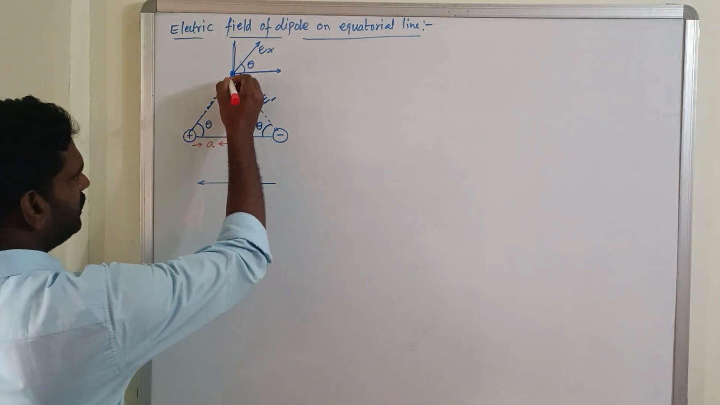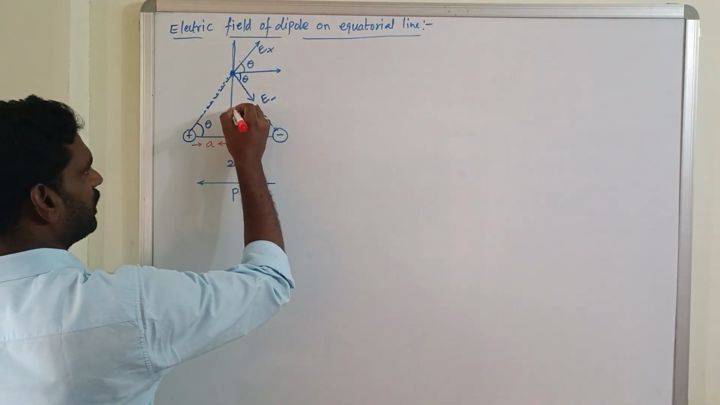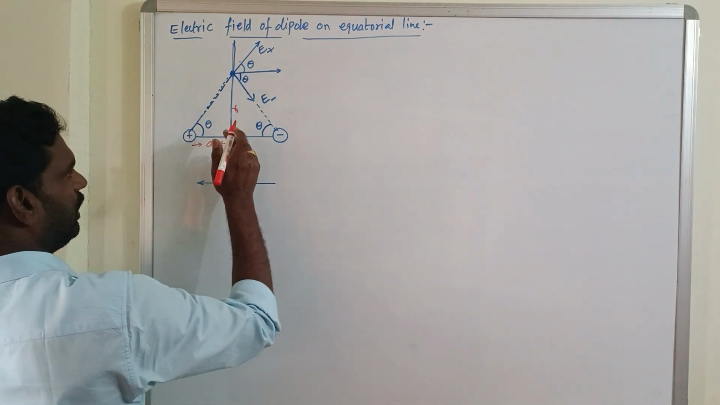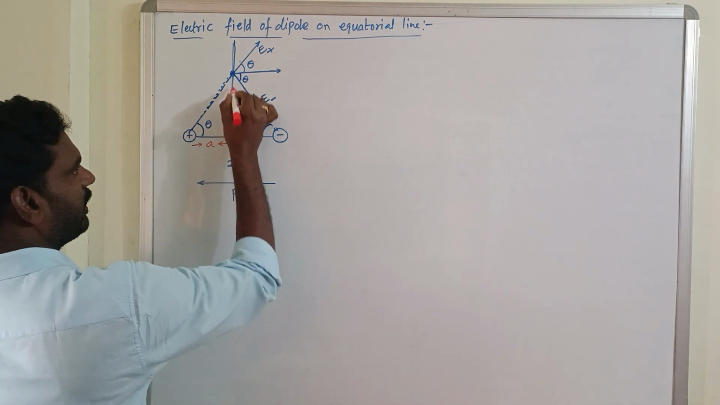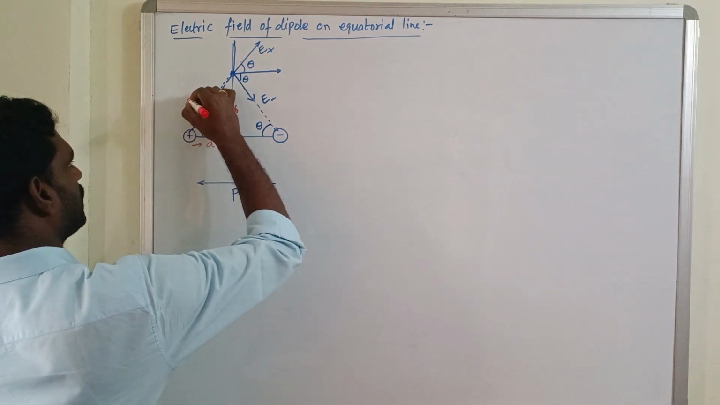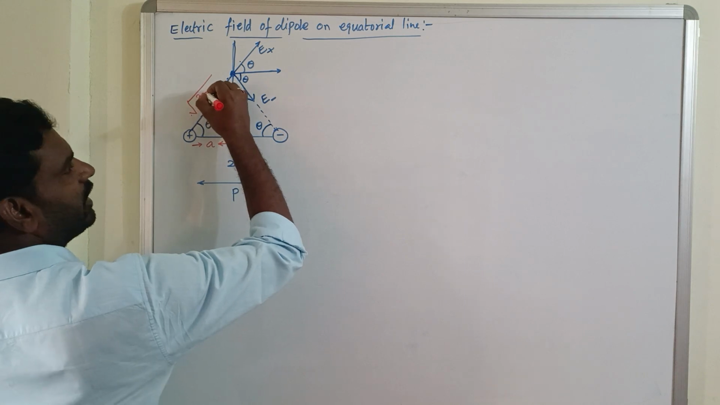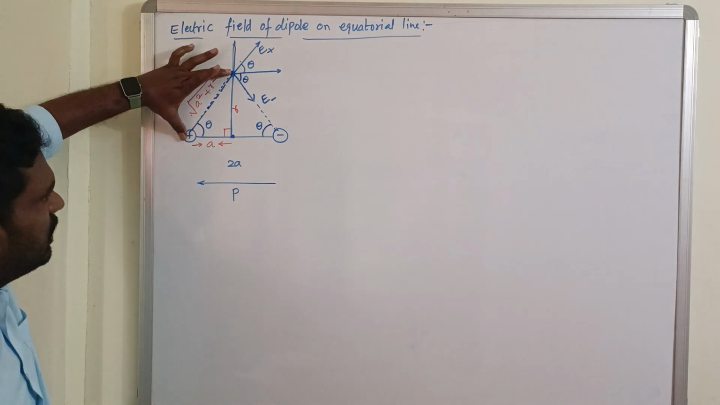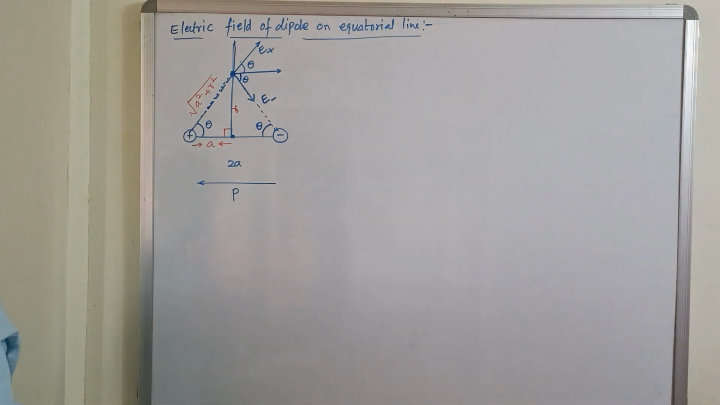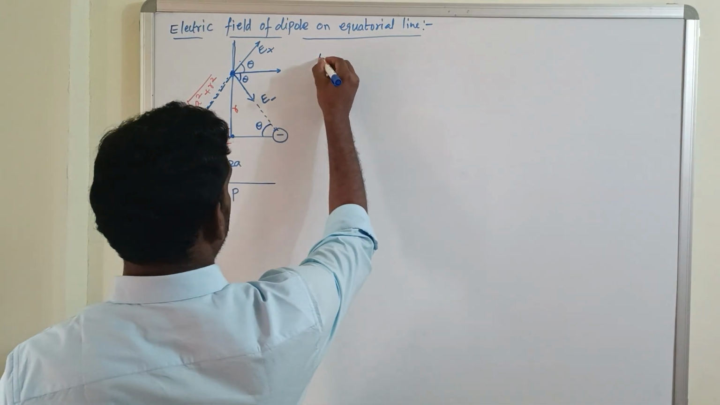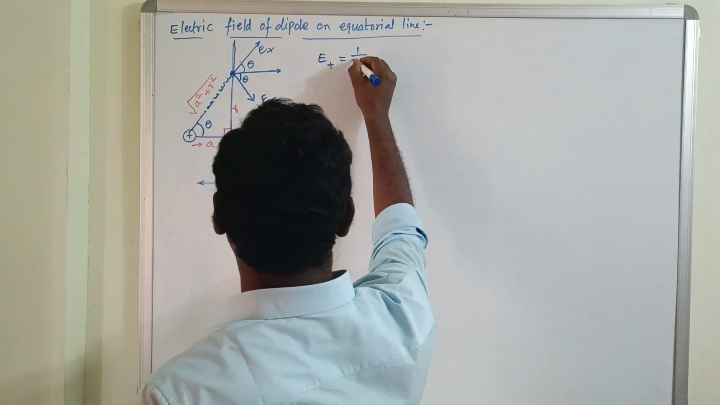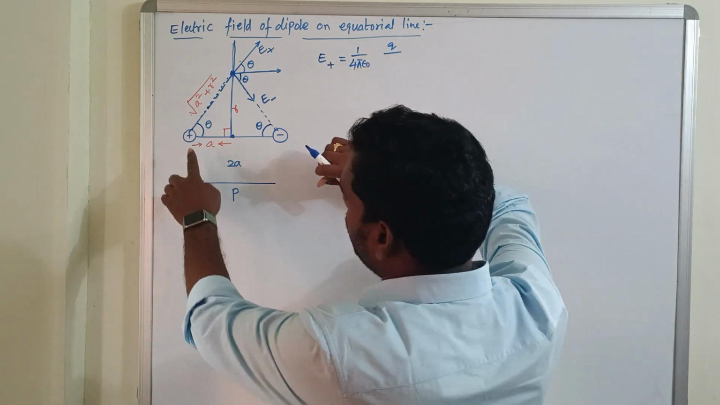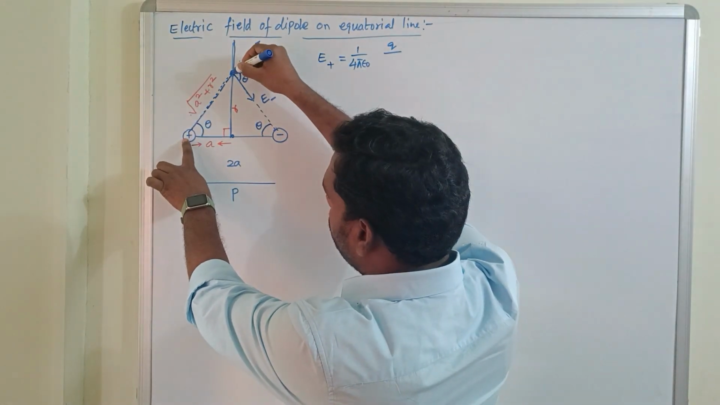Let us consider the perpendicular bisector distance is r. So this is a, this is r, and this is a right angle triangle. So this distance will become under root of a square plus r square. Now, I am writing electric field due to positive charge is equal to 1 by 4 pi epsilon naught, charge q by square of the distance between this positive charge and point P.